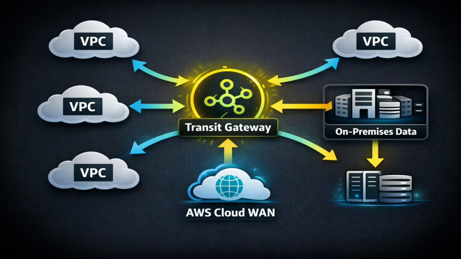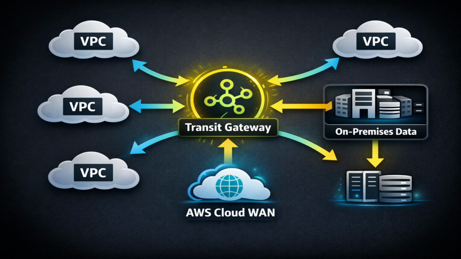This question is asking you to connect multiple VPCs with each other and connect them all to an on-premises data center. You need to identify which two AWS services work together to create the most efficient hub-and-spoke network architecture. The correct answer is B, AWS Transit Gateway, and C, AWS Direct Connect.